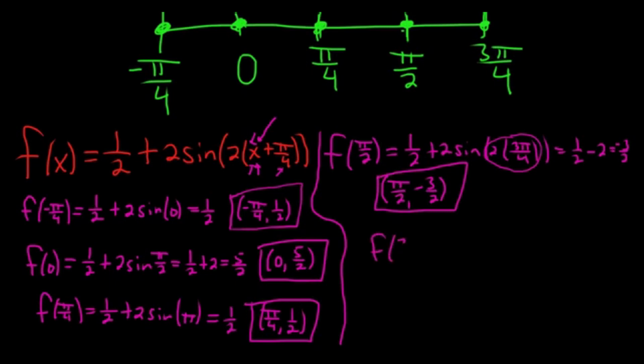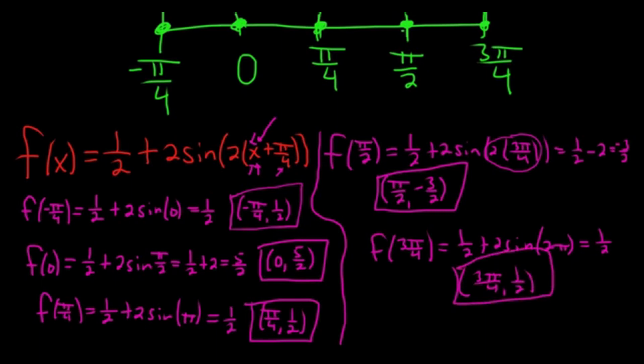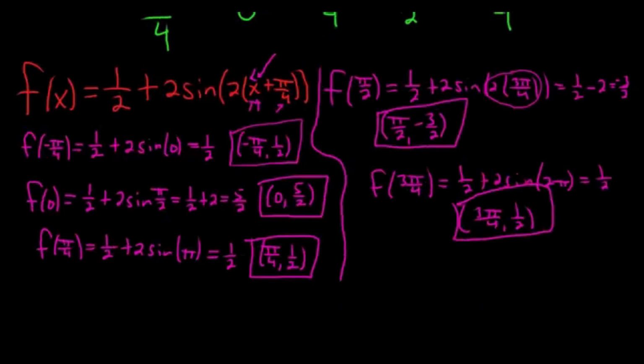The last one is f of 3 pi over 4. So f of 3 pi over 4 is going to be 1/2 plus 2 sine of 2 times the quantity 3 pi over 4 plus pi over 4. That's 4 pi over 4, which is pi. So we get sine of 2 pi, which is 0, so we just get 1/2. Here our ordered pair is 3 pi over 4, comma 1/2. So there are our numbers, right? Let's go ahead and put everything together.